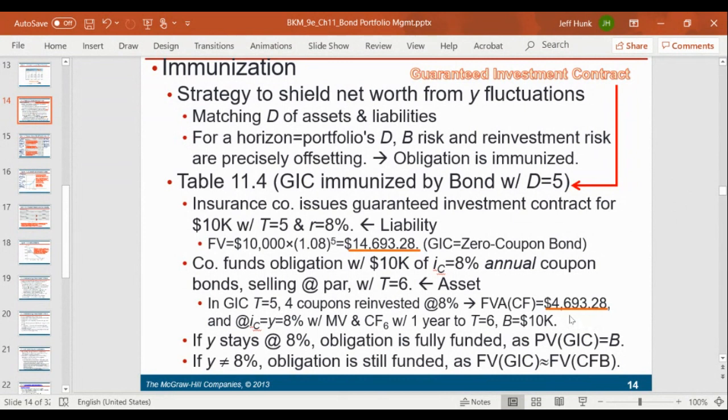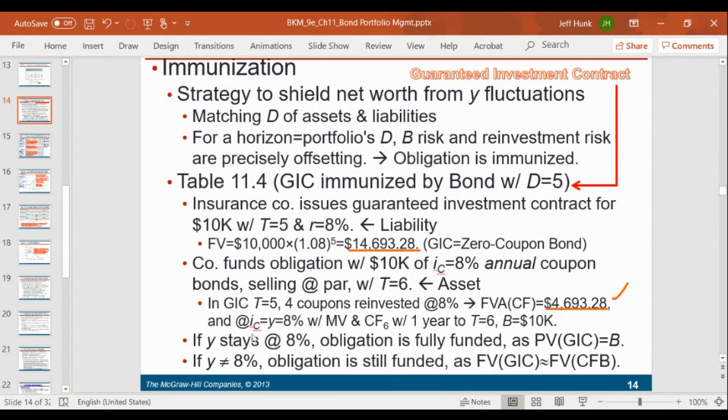At the end of year five, the bond has still 1 year left, and the bond has four coupons reinvested. So the bond has the cash flow from the coupons.